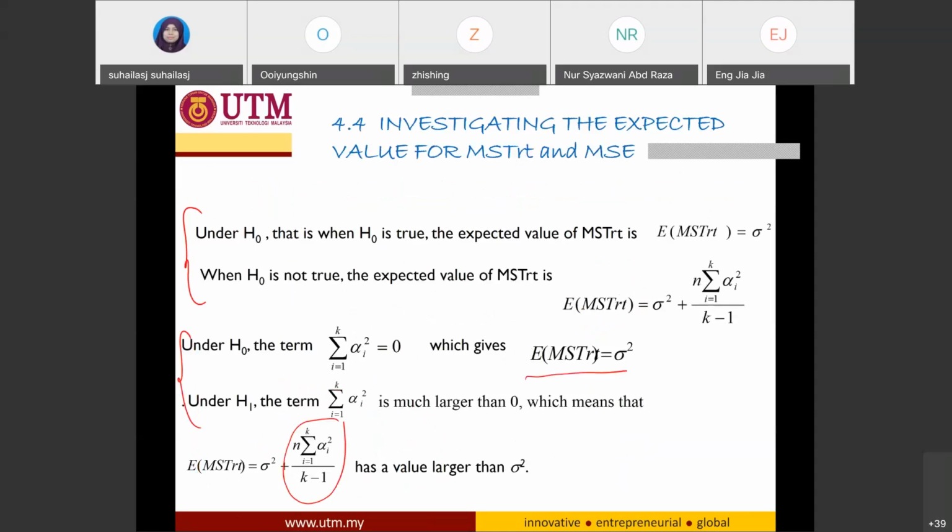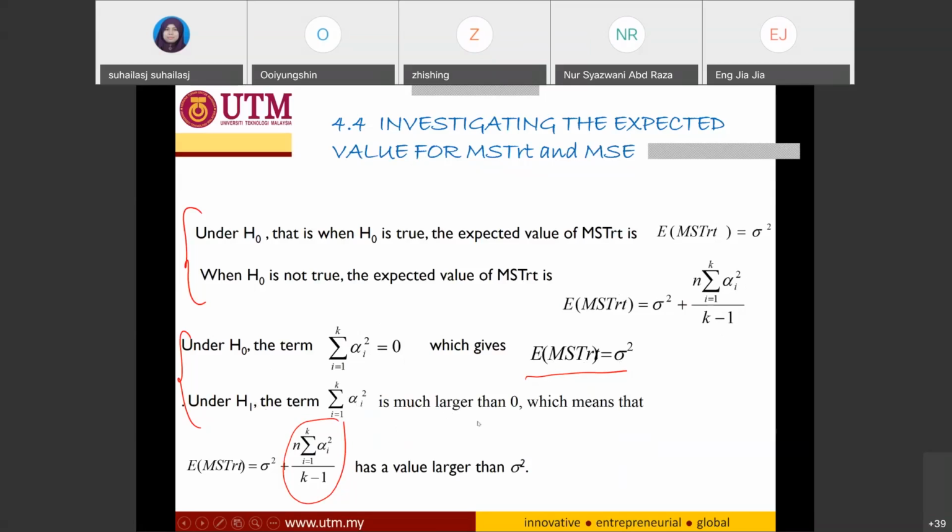Okay. So under H0, when H0 is true, the expected value of mean square treatment is just sigma squared. If your H0 is not true, that means H0 is false, the expected value has another term, which is n summation alpha i squared over k minus 1. Again, under H0, the term summation alpha i squared is equal to 0, so the expected value of mean square treatment is again equal to sigma squared. Okay. So under H1, the term alpha i squared is much larger than 0.